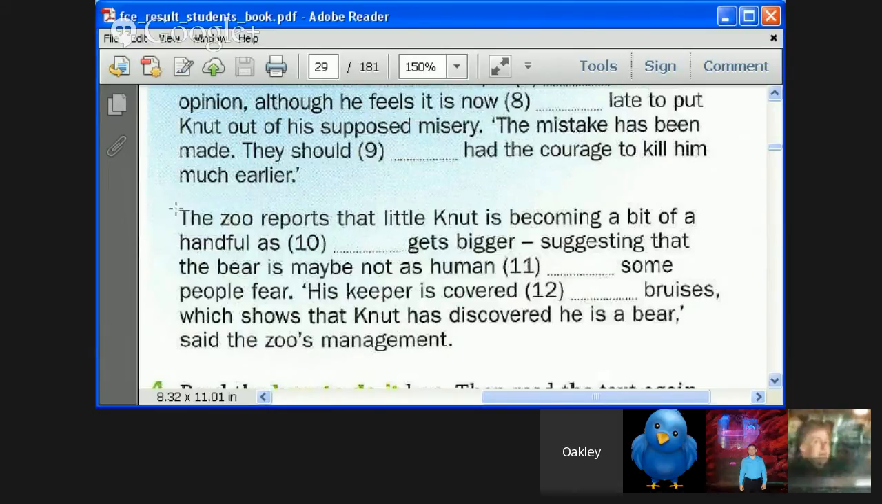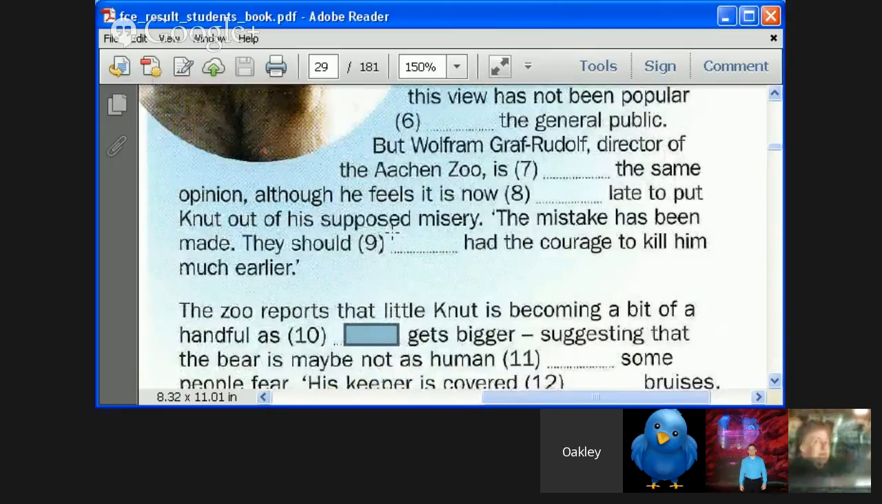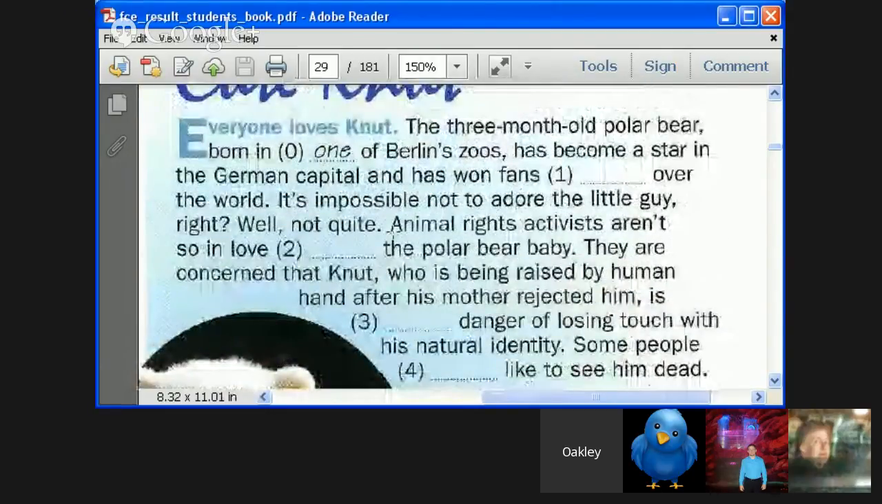The zoo reports that little Newt is becoming a bit of a handful as he gets bigger. Very good. Here is another type of answer, mostly. Maybe "it," not "he." Well, okay. Do we know he's a he? The little guy? Yes, we do. I was wondering if we actually know that he's a male, and we do.